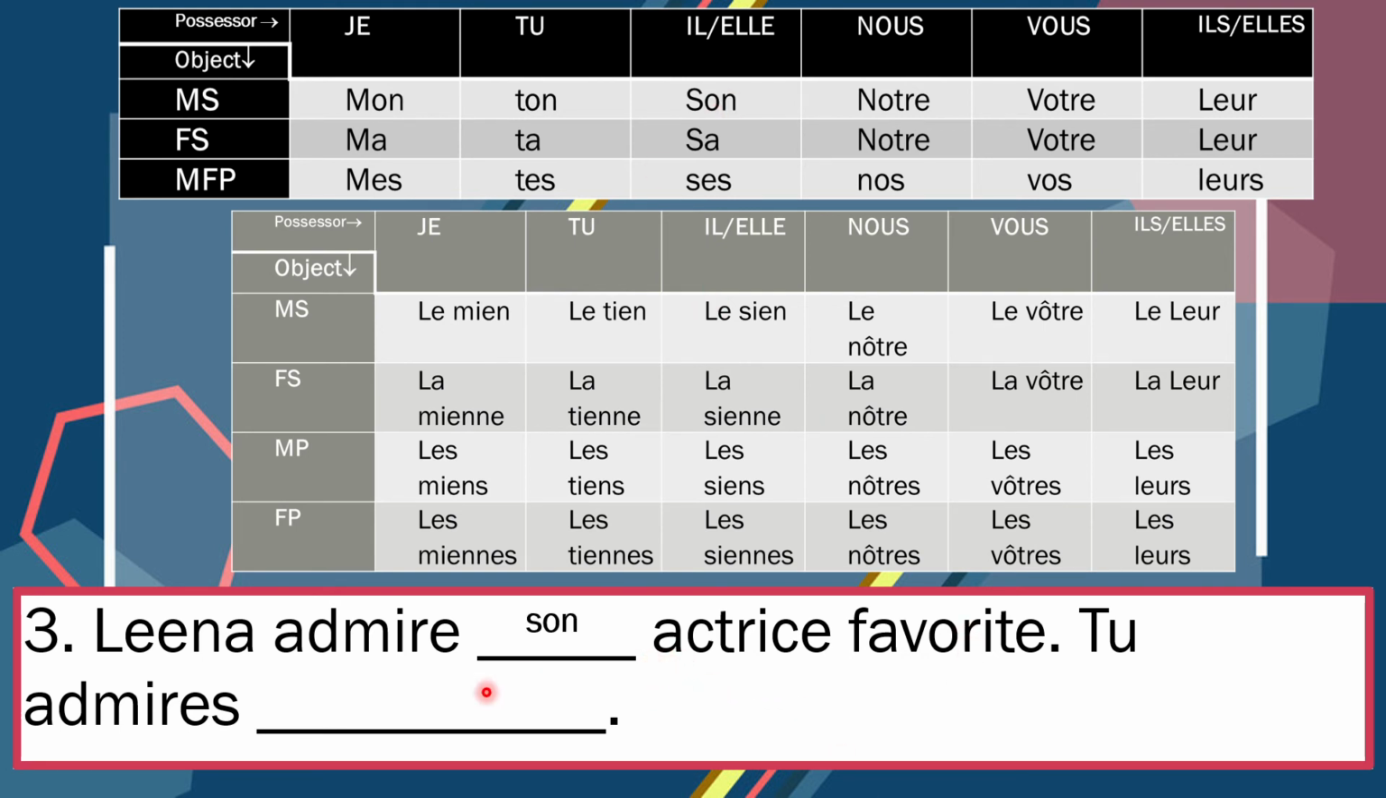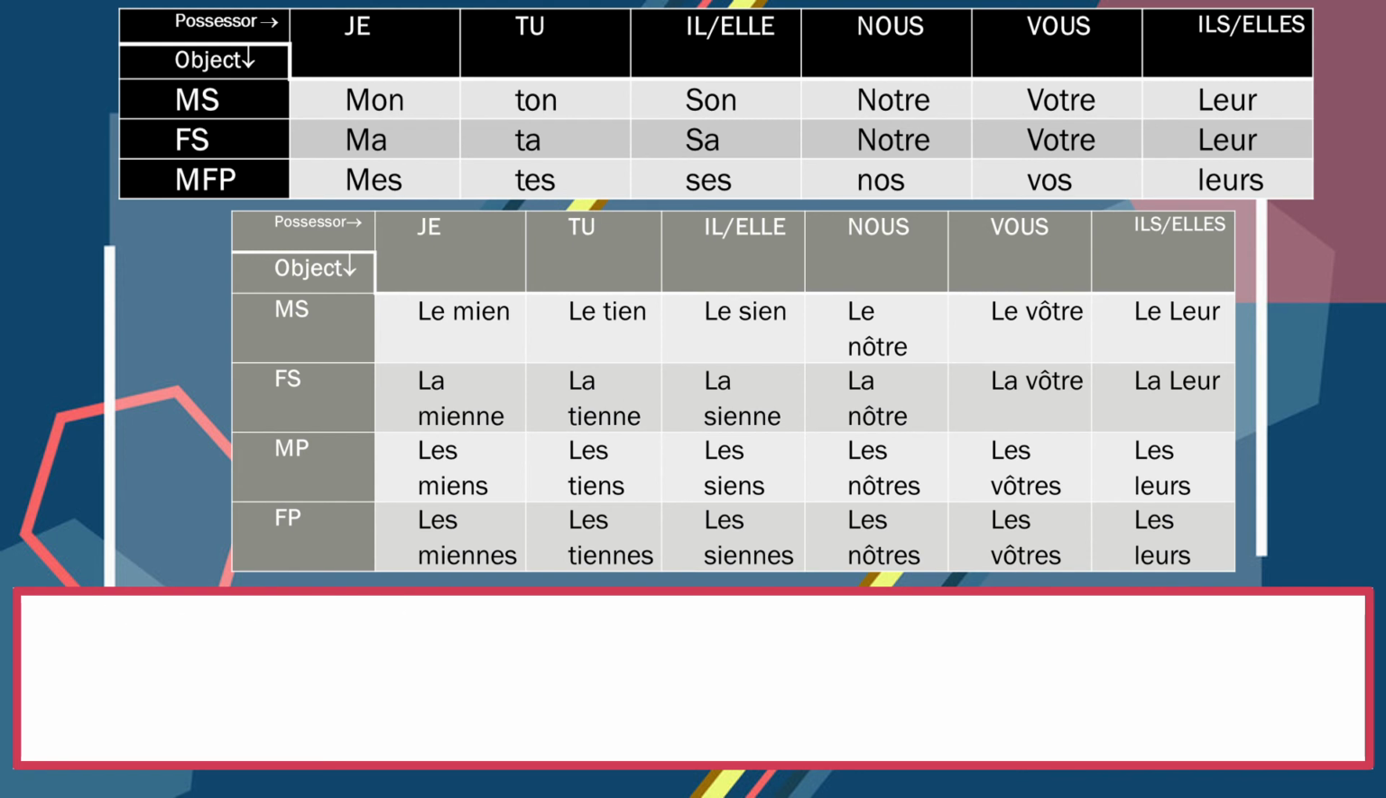Okay. Now next one, you have to take the correct category of object for the possessive pronoun. Now actress becomes feminine singular, so you look in the feminine singular line. The new possessor is tu. So under tu, feminine singular, you have la tienne. So that is your answer.